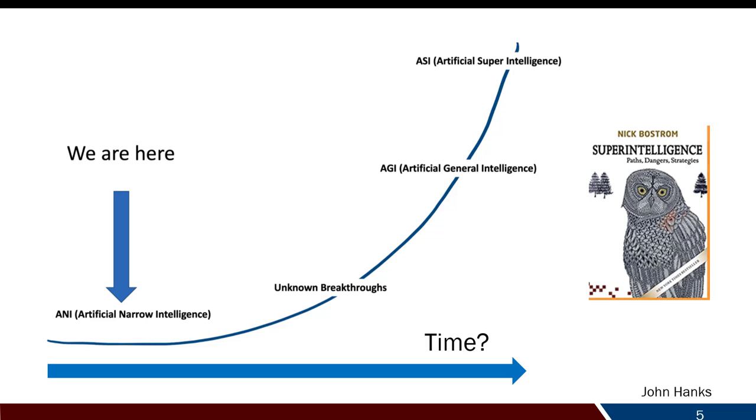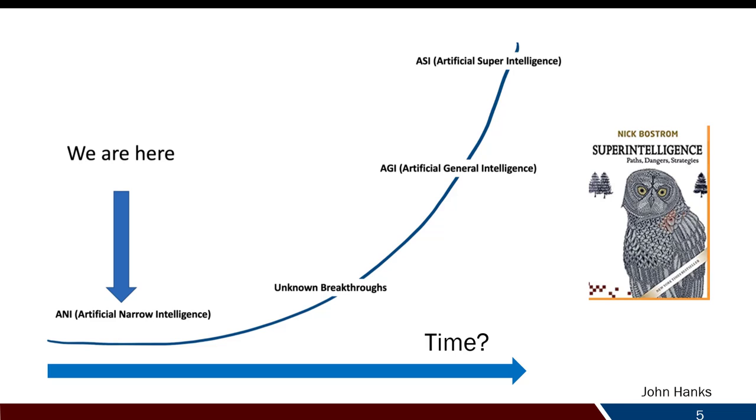And over time, the projection is, and if you have a weekend on the beach, or you're by the pool, or you're at the ski lodge, this is a really good book. You can pick up Superintelligence. It talks about strategies of how to use AI, paths, and potential dangers. And really, its important point is that at some point in the future, there will be artificial general intelligence.